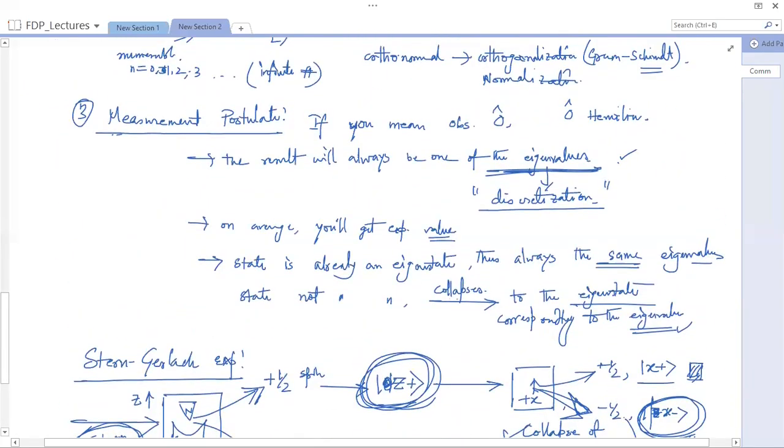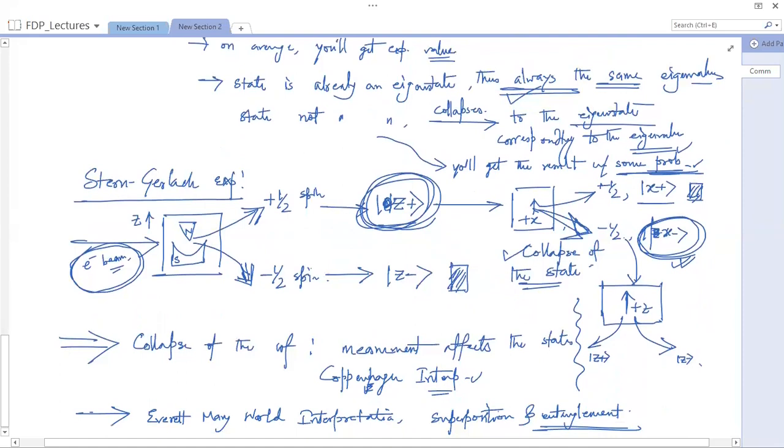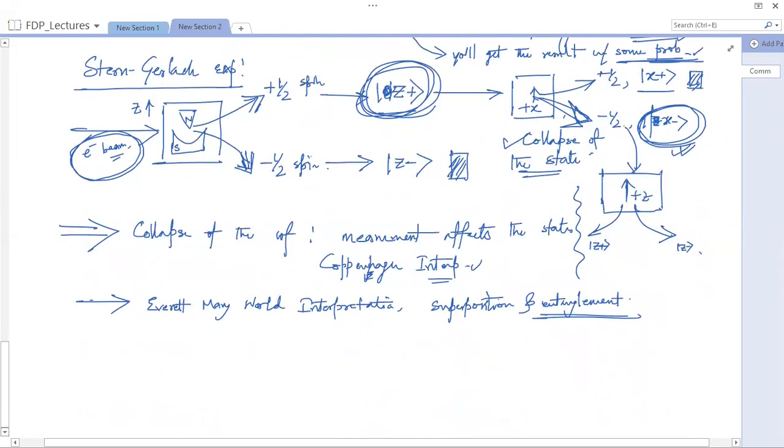If your state is not an eigenstate, it will collapse, and you will get the result with some probability. In the eigenstate case, you will always get the same eigenvalue. In this case, there is a probabilistic interpretation. The probability of obtaining that result is given by a formula, which is just the projection of that operator on that wave function.